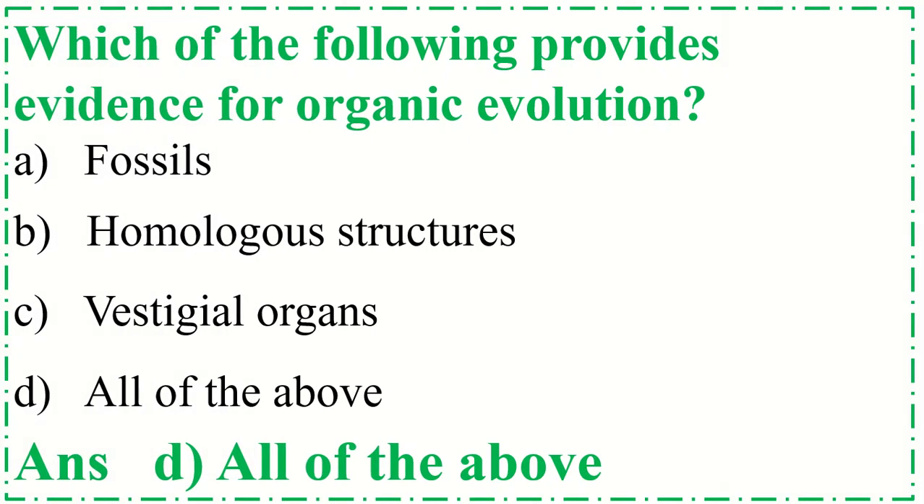Which of the following provides evidence for organic evolution? Option A, fossils. B, homologous structures. C, vestigial organs. D, all of the above. Correct option is D, all of the above.